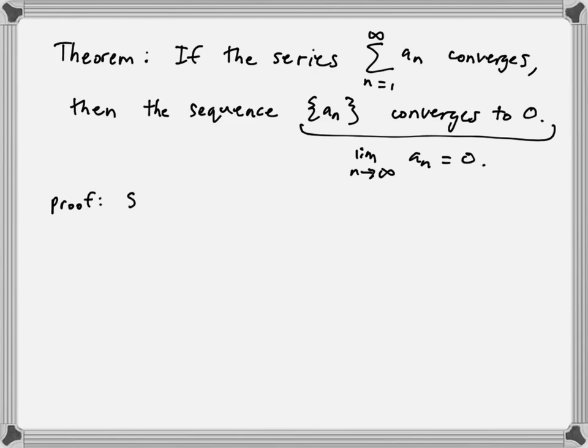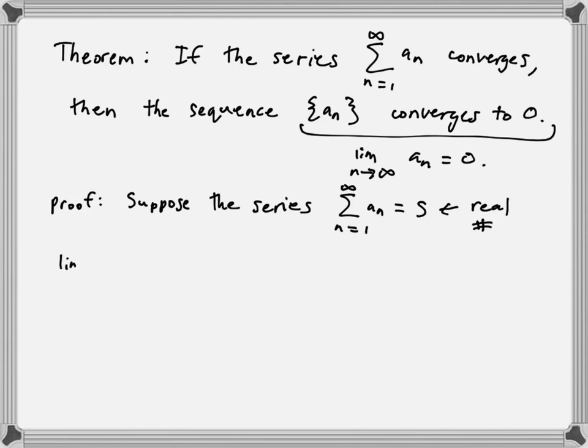So I want us to suppose the series is equal to S. Okay, that's what it means to converge, right? And let's suppose that S is a real number. So what we need to do now is show what happens to a_n. So what is the limit as n goes to infinity of a_n?